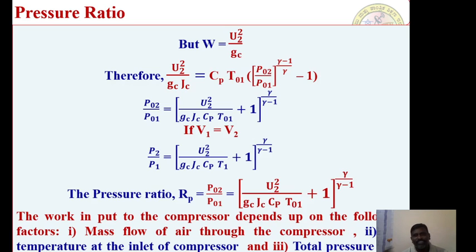Therefore, the work input to the compressor depends on the following factors: the mass flow rate through the system, the total temperature at the inlet of the compressor, and the total pressure ratio of the compressor, which depends on the square of the impeller tip velocity. These are some of the important concepts we have to consider for a particular pressure ratio as well as for a compressor system.